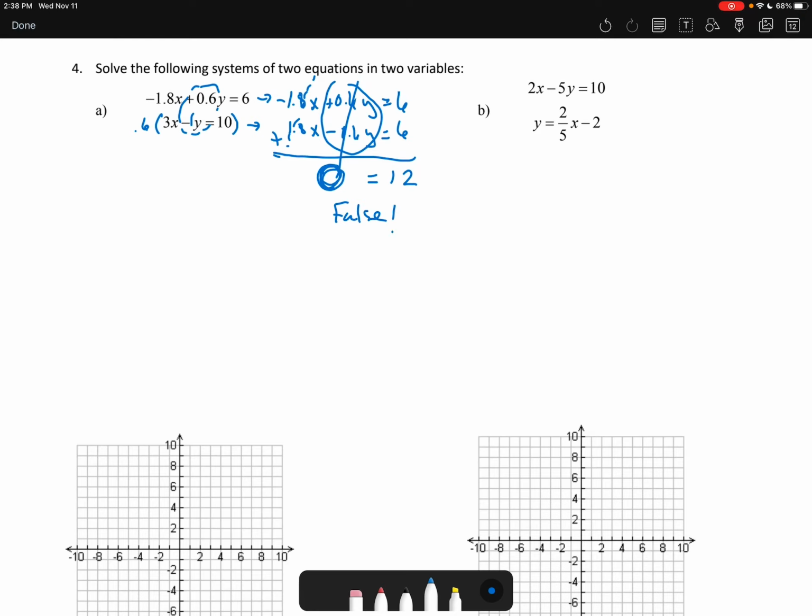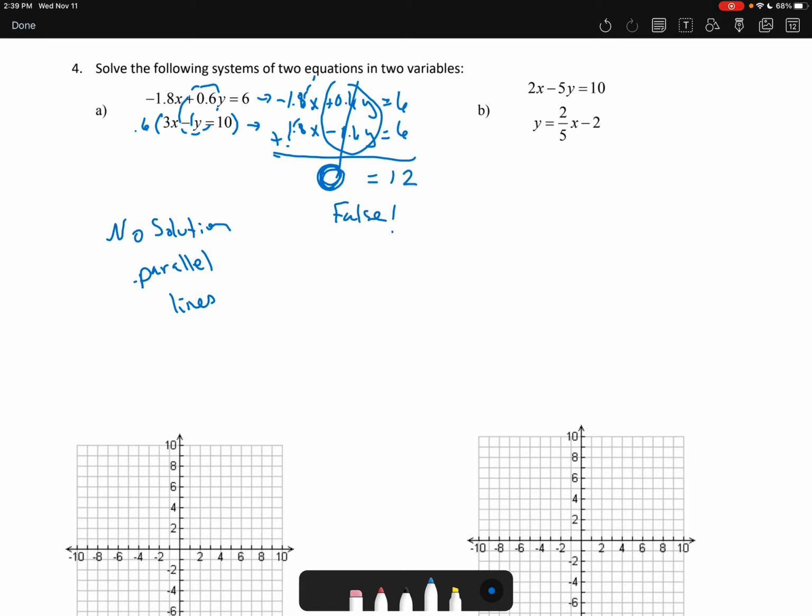So when your variables all drop out, but you are left with a false statement, what this means is that you have a no solution situation. And you have parallel lines. And we'll graph that in just a second to see it. Let's look at this other one first before we go down and look at the graphs.